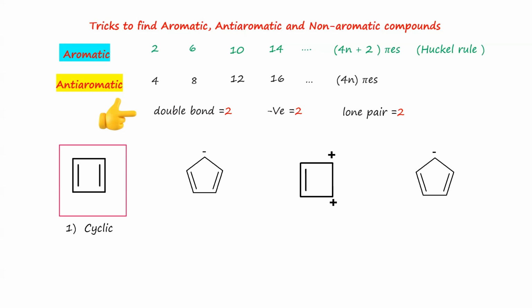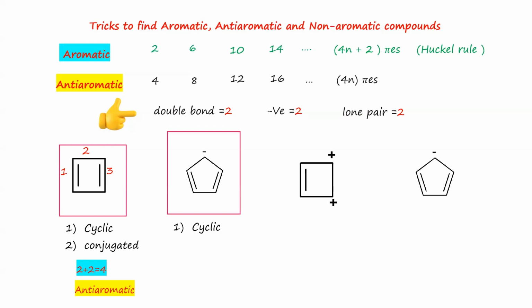First, it is a cyclic compound. Double bond, single bond, double bond means conjugated system. Now the given compound contains 2 double bonds and for each double bond you can consider 2 electrons. So 2 plus 2 is equal to 4 means it is an example of anti-aromatic.